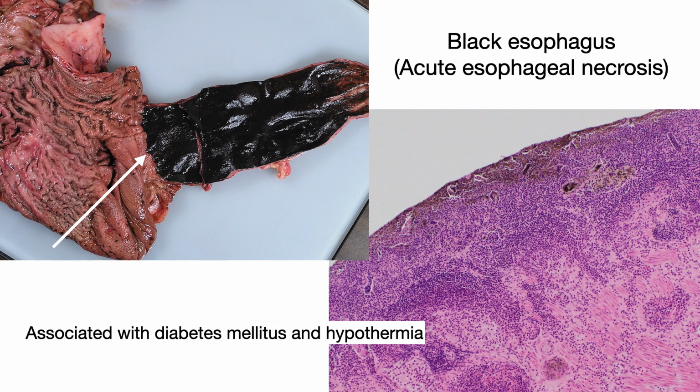It's also called acute esophageal necrosis because if you look at the right, the mucosa is entirely replaced by inflammatory cells and this stippled yellow-black pigment, which is apparently digested blood. In this case, the inflammation goes all the way down to the muscular layer. And I see this commonly associated with diabetes, especially people in ketoacidosis, and also with hypothermia.